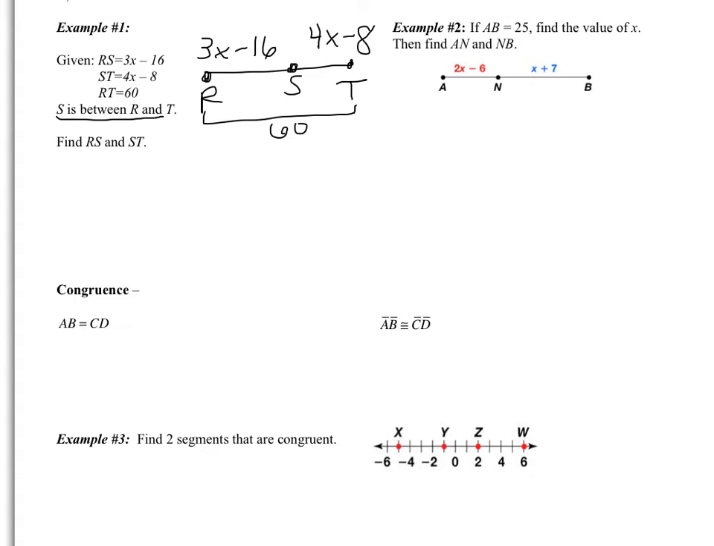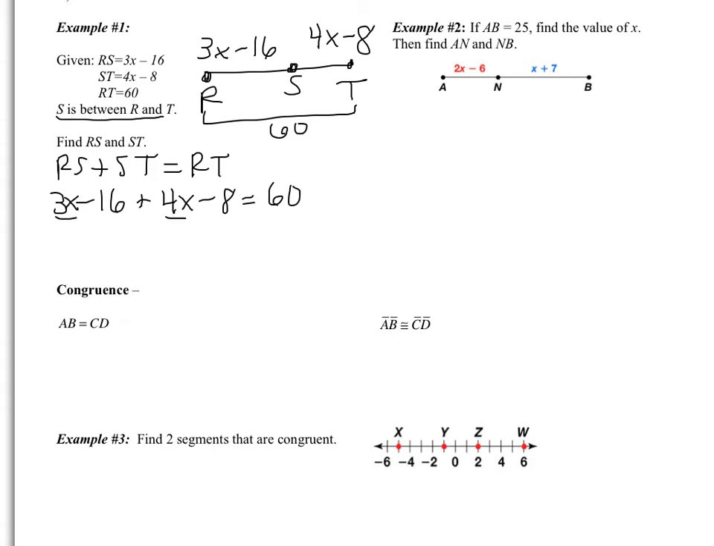In order to find those two, we need to find what x is. Using the postulate above, the two little segments added together are equal to the entire segment. So in this case, RS add ST, the two parts, are going to be equal to RT, the entire segment. So I have 3x subtract 16, I'm adding the segment that's 4x minus 8, and that's equal to the entire segment, which is 60.